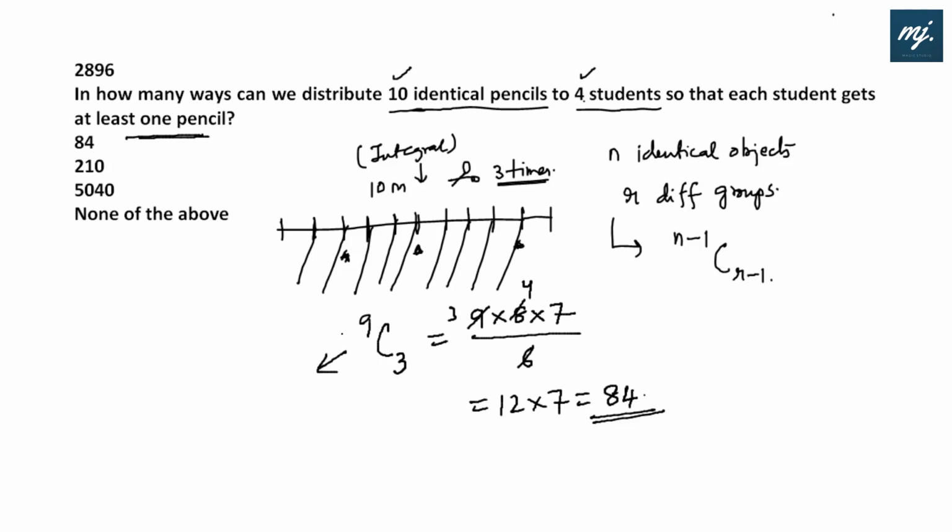And if we see, 9C3 is nothing but 10 minus 1 C 4 minus 1, which fits in the formula n minus 1 C R minus 1. N identical objects that need to be divided into R different groups such that not a single group is empty can be distributed in n minus 1 C R minus 1 ways. Option A fits in.